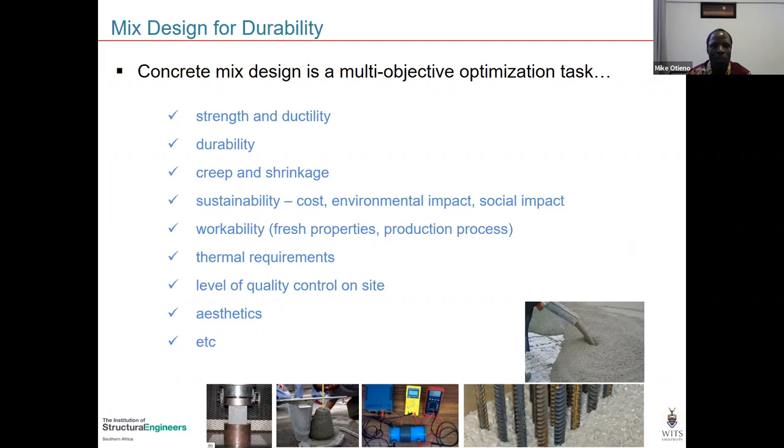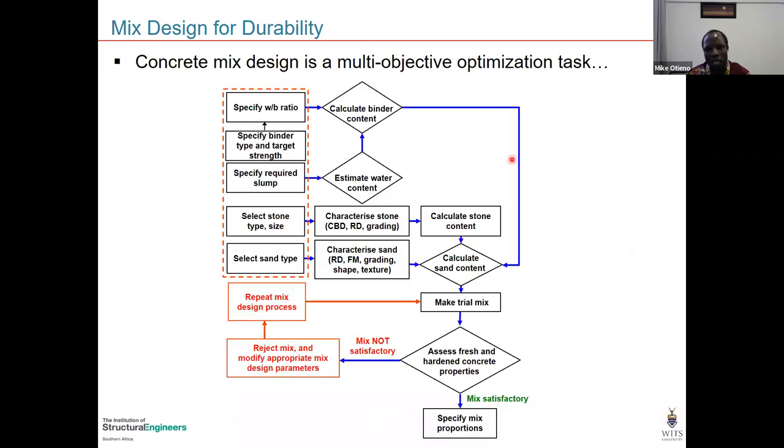So if we look at a mix design process, this is what we have. I'm not going to go into detail in terms of what this entails, but basically you need to select, so you need to choose the aggregate to use, fresh properties, things like water to cement ratio, the amount of cement to use, if you're going to use some admixtures. So all these aspects need to be taken into account.